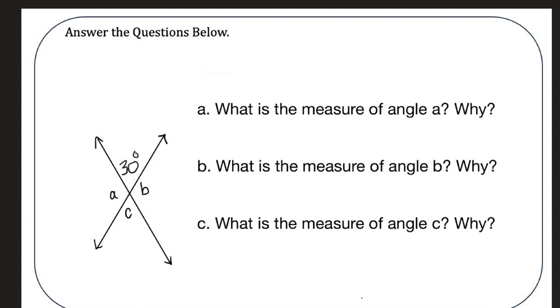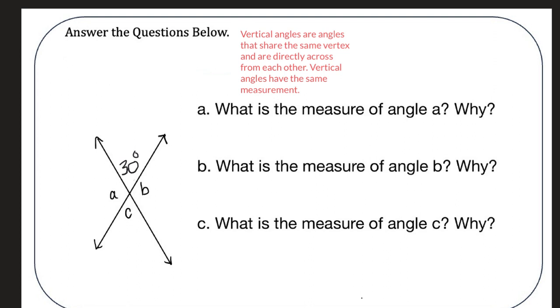So this one says, what is the measure of angle A, what is the measure of angle B, and what is the measure of angle C? And all of them need you to explain why. So there are a couple things you need to remember here about vertical angles and complementary and supplementary angles.